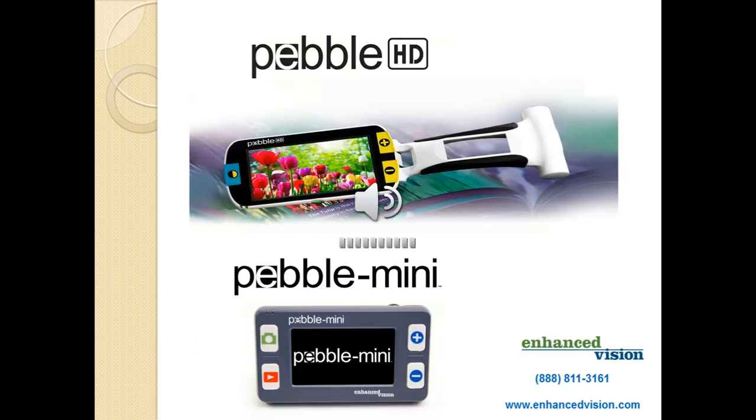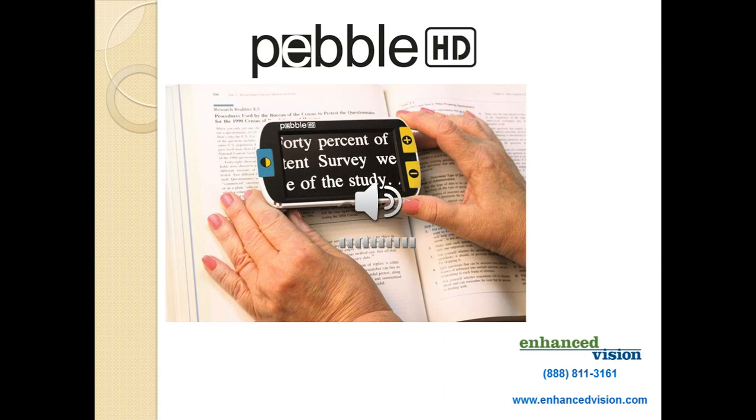The Pebble HD is one of the newer options we have in portable CCTVs. Some of you listening to this may have a Pebble and you're thinking, that does not look like my Pebble. Well, the design of it has been revamped. The handle has been changed. It's a little lighter weight. The buttons are very accessible and easy to use, but it's the same idea where it's a very lightweight, portable CCTV that can be used for just about any task you're going to need it near.